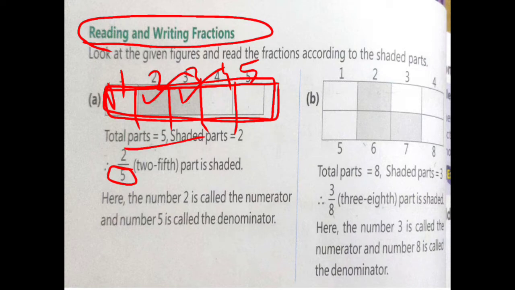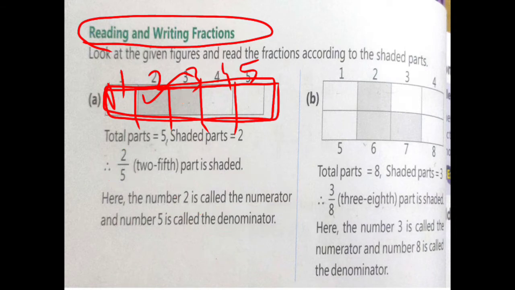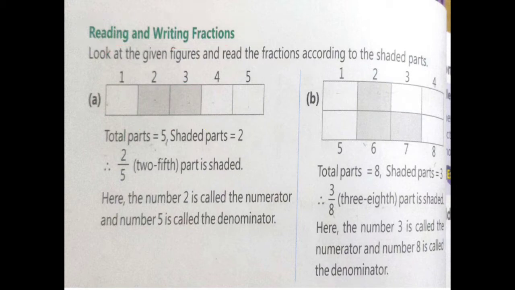So 2 is the numerator. यहाँ पर 2 क्या है आपका? Numerator है. And 5 is the denominator. How will you learn which one is the denominator and which one is the numerator? The simple trick is that the denominator comes downside. So you will learn 5 as the denominator and the remaining term is the numerator, that is 2. You can read it as 2/5 part is shaded.